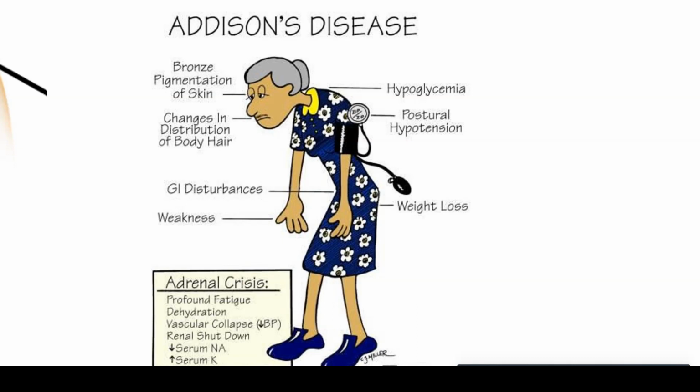There's something called adrenal crisis, which is profound fatigue, dehydration, vascular collapse, renal shutdown, where sodium is completely depleted and potassium is too high. And if potassium is too high, it leads to arrhythmias. This is happening because adrenal hormones are closely linked with the regulation of your blood pressure, as well as the regulation of mineral exchange in your kidneys. So if adrenal hormones are absent or suddenly they disappear, that can completely cause problems in your blood pressure as well as the mineral exchange.